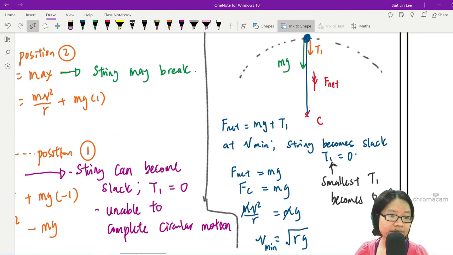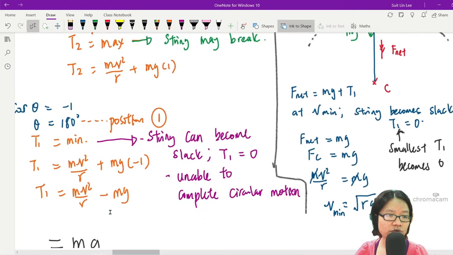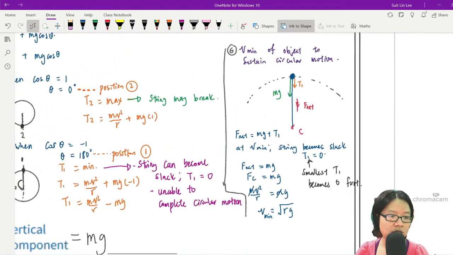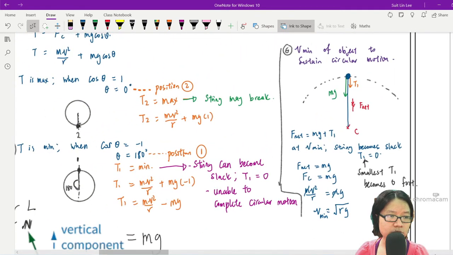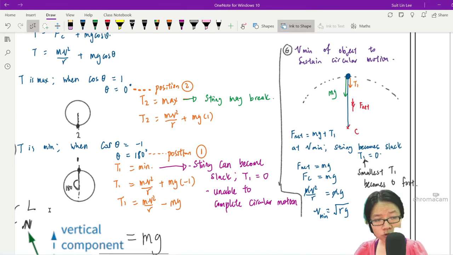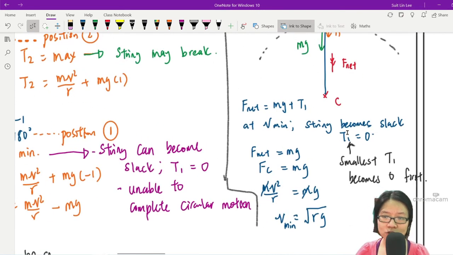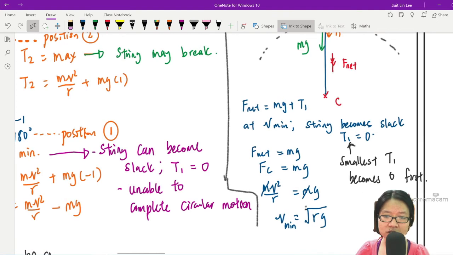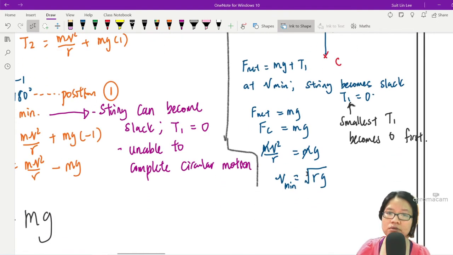Position 2, here. If you spin too fast, the string may break at this position. If you spin too slow, there may not be enough speed for the object to move to the highest position, so the string will become slack. This is the smallest speed. Drop below this speed, and the weight or gravity will pull your object down.